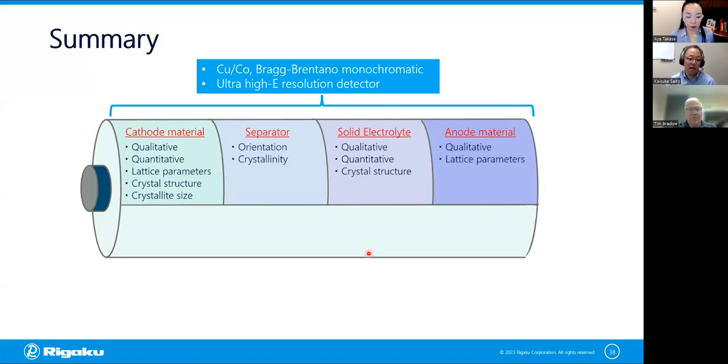Let me summarize my two webinar series, including the previous session. In the previous webinar, we discussed room temperature, non-operando X-ray diffraction, and what kind of parameters you could analyze with XRD. We discussed the Bragg-Brentano monochromatic beam configuration with copper or cobalt radiation, combined with a high energy resolution detector just to decrease the background. Depending on the cathode, separator, solid state electrolyte, and anode materials, you can evaluate different parameters by X-ray diffraction.